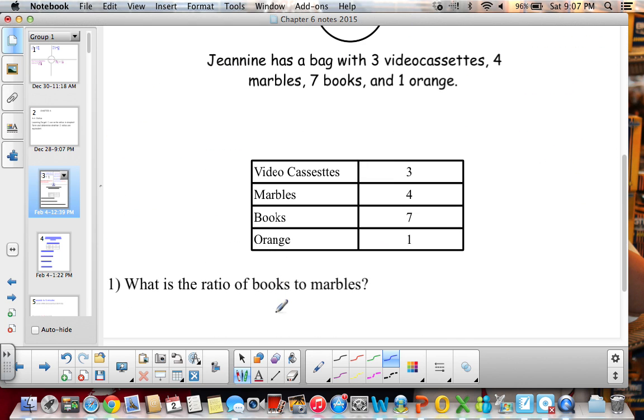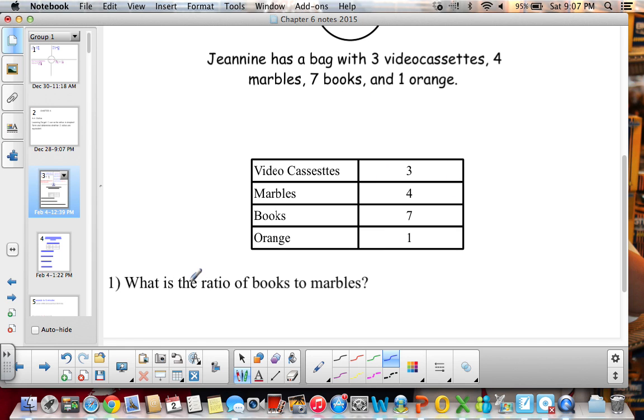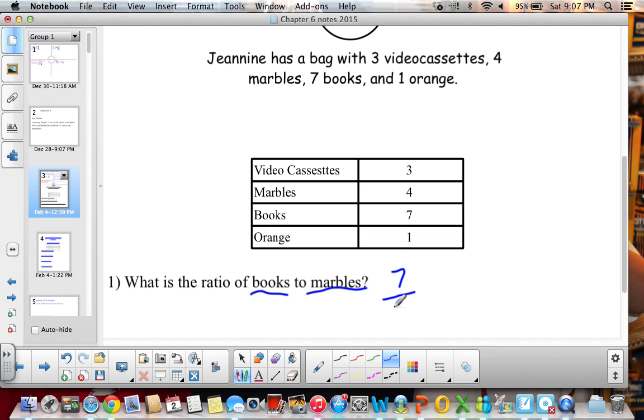So if we have this example, Janine has a bag with 3 video cassettes, 4 marbles, 7 books, and 1 orange. And it's laid out in this table right here. Our first question asks, what is the ratio of books to marbles? So we have books and we have marbles. The first item, remember, is our numerator. So books, there's 7 books, and then there's 4 marbles. So 7/4, or 7 out of 4, or 7 books to 4 marbles.